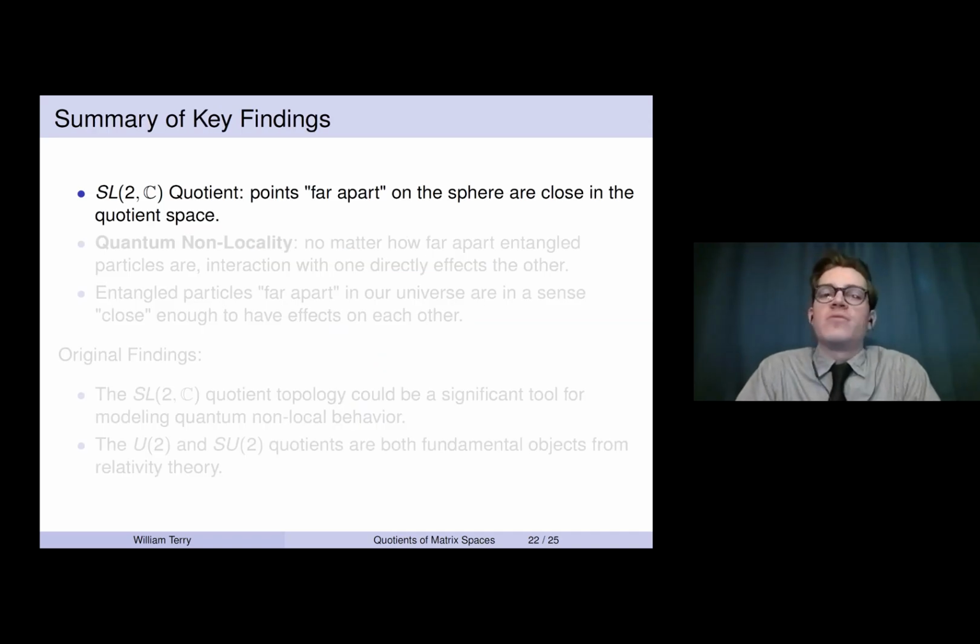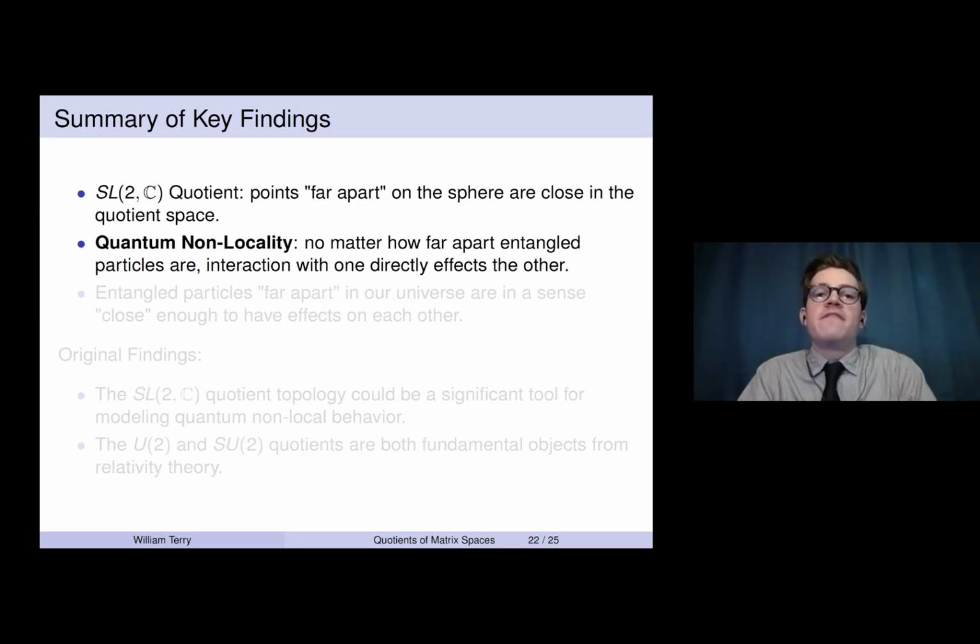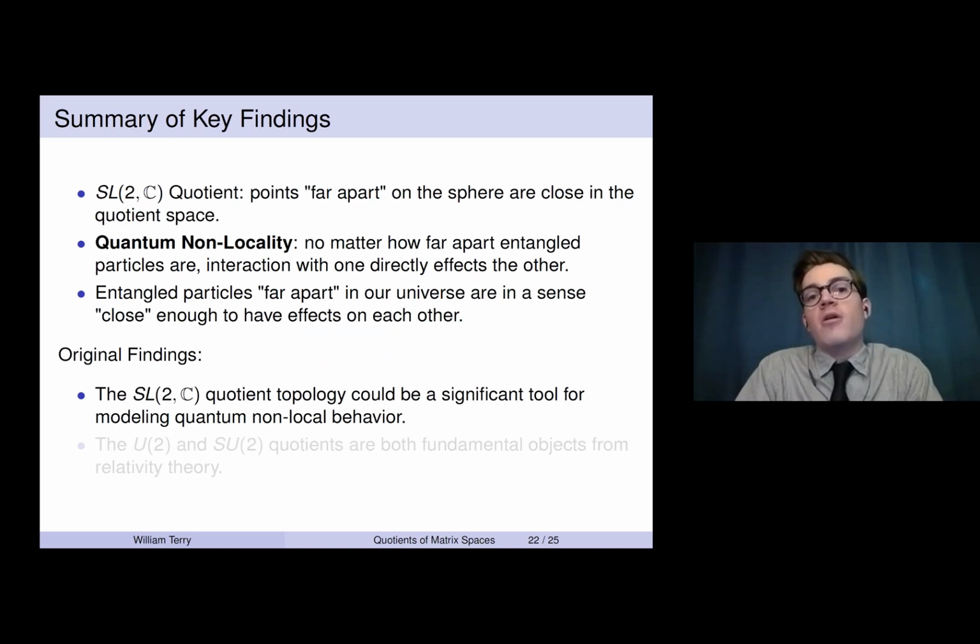To summarize the key results, the SL2 quotient topology has the property that points that are far apart on the sphere are close in the space as a whole. In physics, quantum non-locality is a property of entangled particles that no matter how far apart they are, interaction with one has a direct effect on the other. So despite being far apart in our universe, entangled particles are in a sense close enough to interact. Perhaps the SL2C quotient topology could be a significant tool for modeling this sort of quantum behavior.